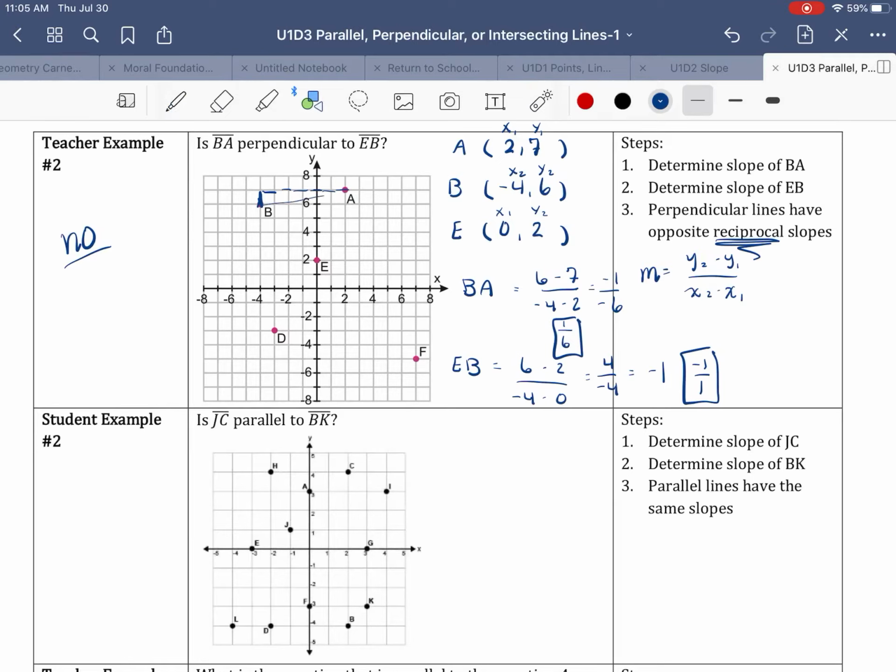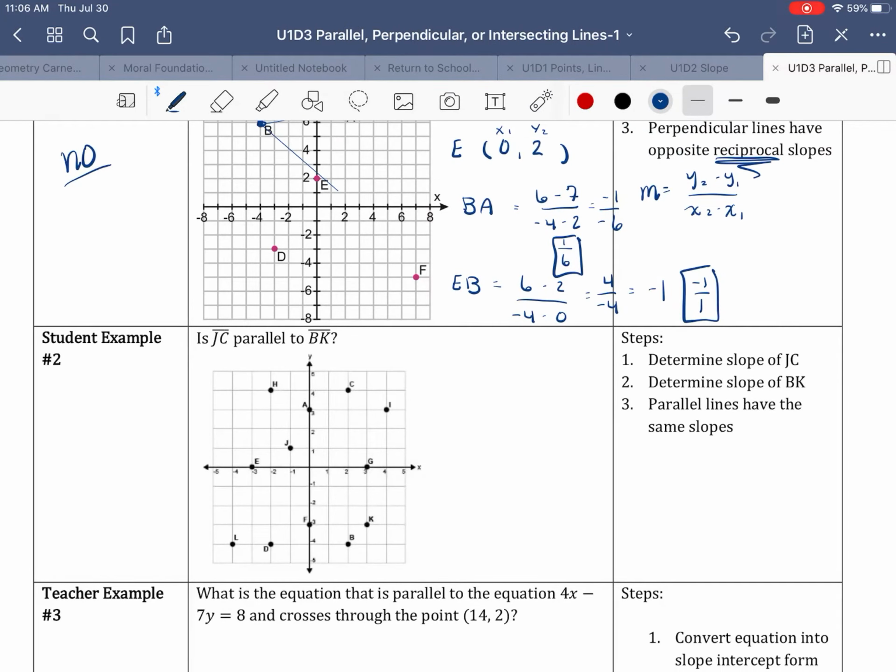If we were to draw out those lines, BA, EB, we know they intersect at point B. Intersect is another word for cross. So try this on your own. Is JC parallel to BK? And remember, what does parallel mean? What do you know about parallel? Oh, they have the same slope.